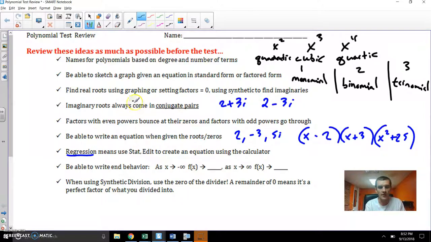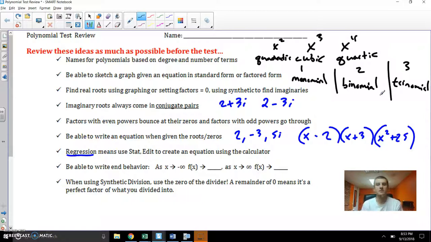Something that'll definitely be on the test is that imaginary roots always come in conjugate pairs. That means that if you see 2 plus 3i, 2 minus 3i is a factor, or if you see 4i, that's imaginary, well, negative 4i is also a factor. They always come in what's called conjugate pairs. Conjugate meaning one's positive and one's negative, but it's the same.